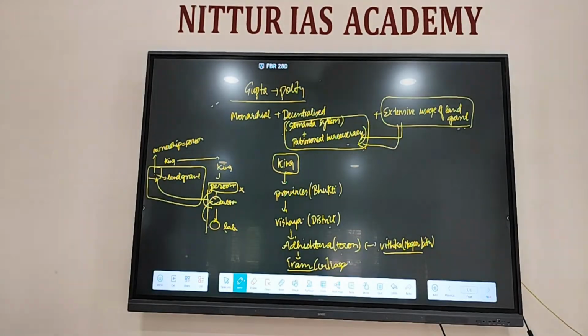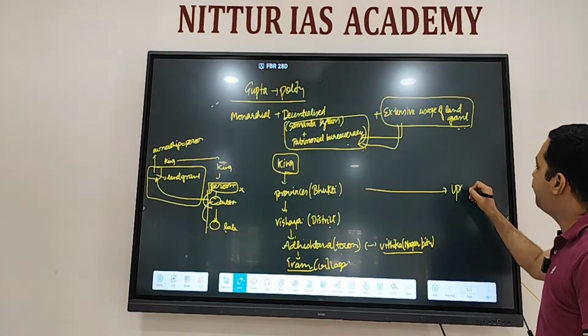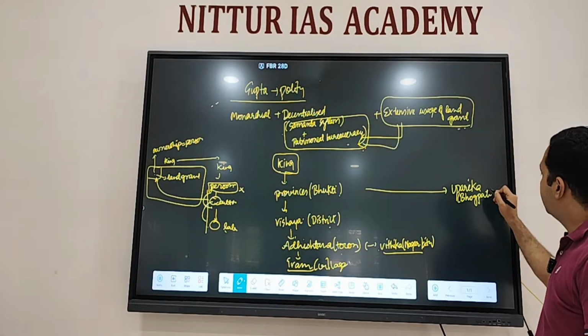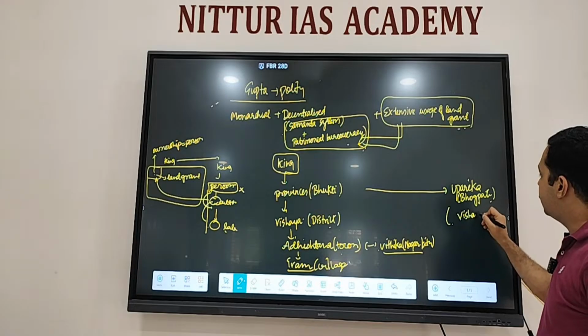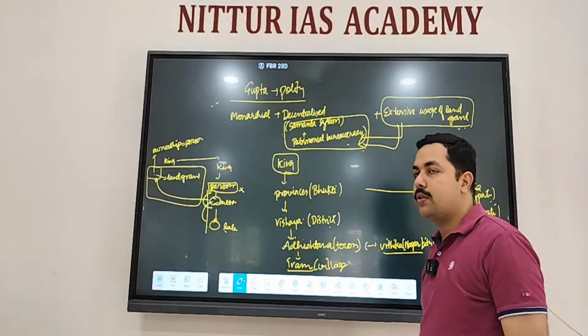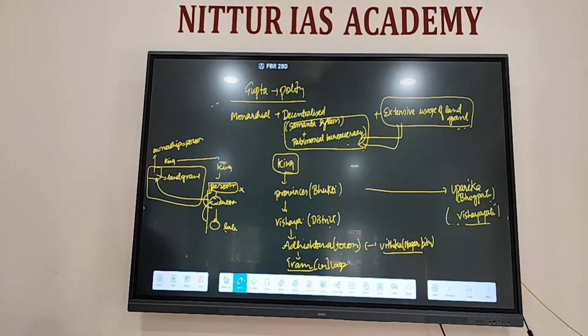Fine. Now provinces used to be headed by an administrator called Uparika, also referred to as Bhogpati. The Vishya is headed by Vishyapati. So Vishya is headed by Vishyapati, while a province is headed by Uparika or Bhogpati.